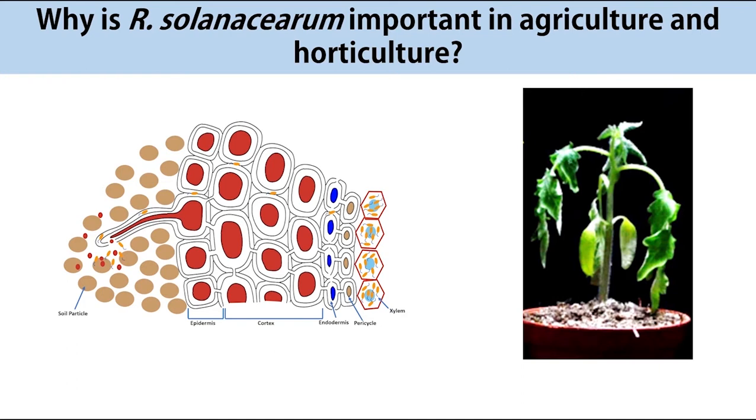Areas affected by bacterial wilt suffer significant economic losses due to reduction in agricultural produce. Moreover, the pathogen is persistent and difficult to eradicate once established in the field.